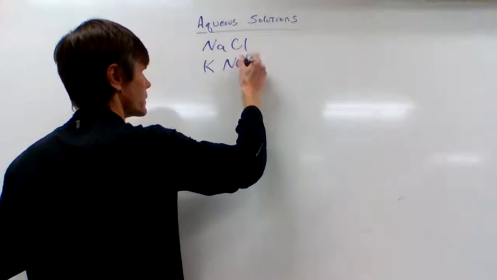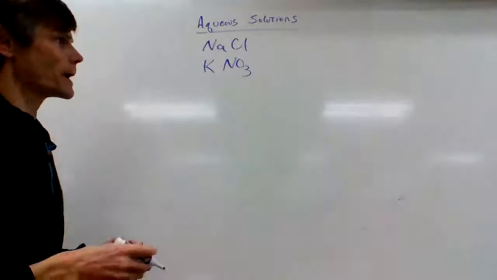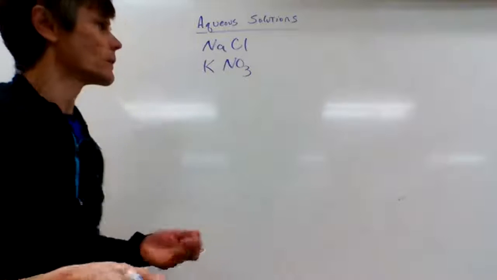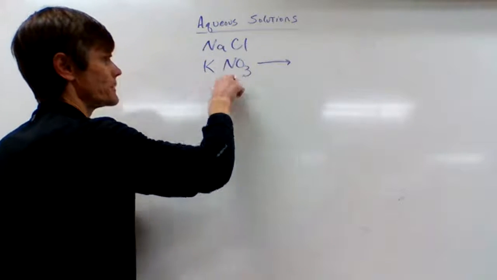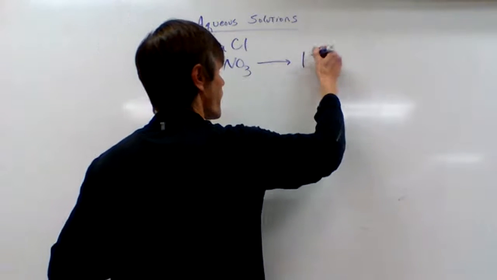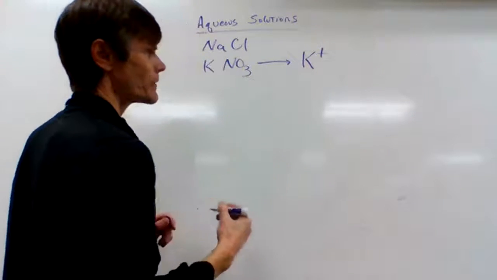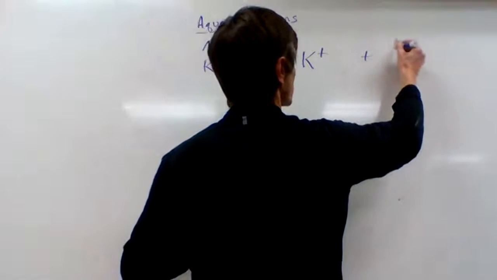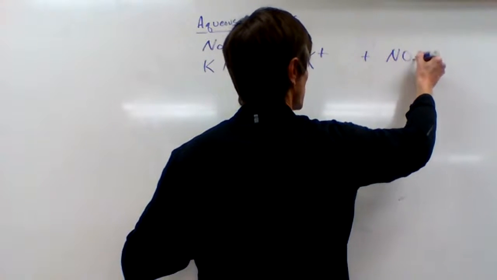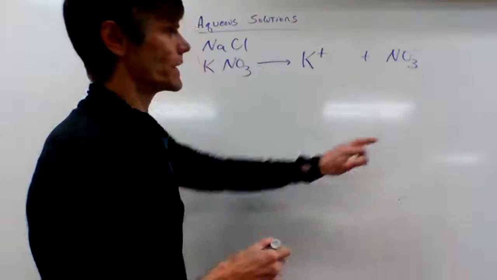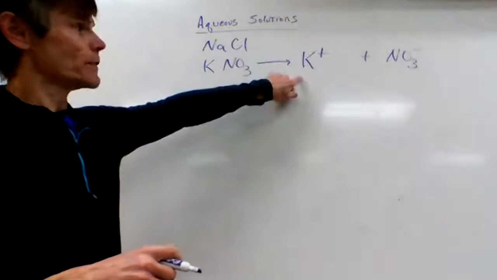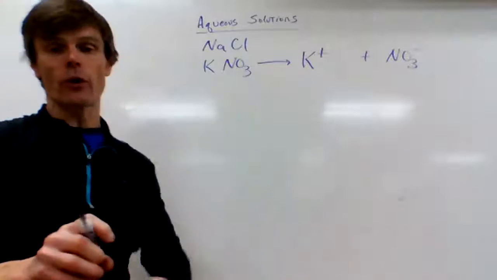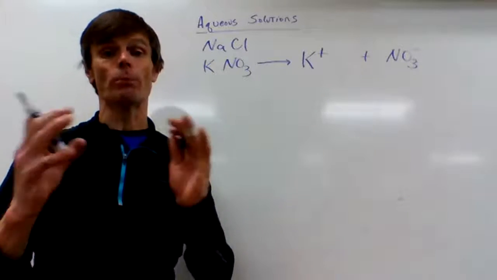Potassium nitrate. Once again, if you're confused on the question, let's see how this would break up. If we broke up potassium nitrate, we would get potassium cations and the polyatomic ion, the nitrate ion. These break up into ions, and this would act as an electrolyte also. It would cause our light bulb to illuminate.